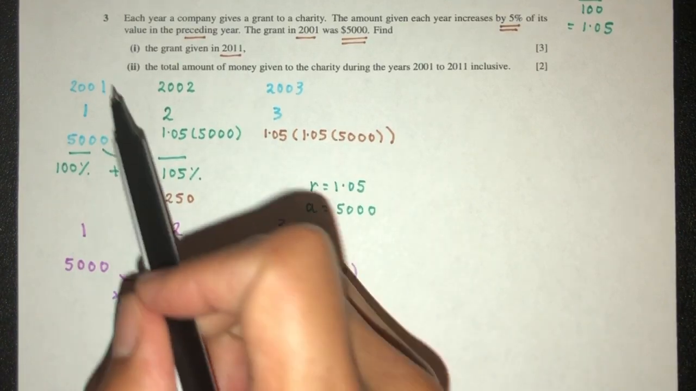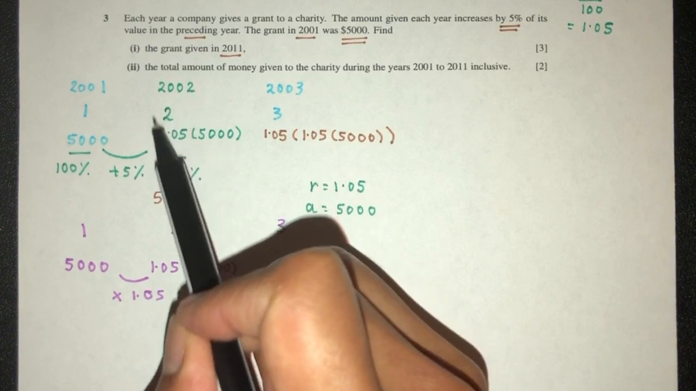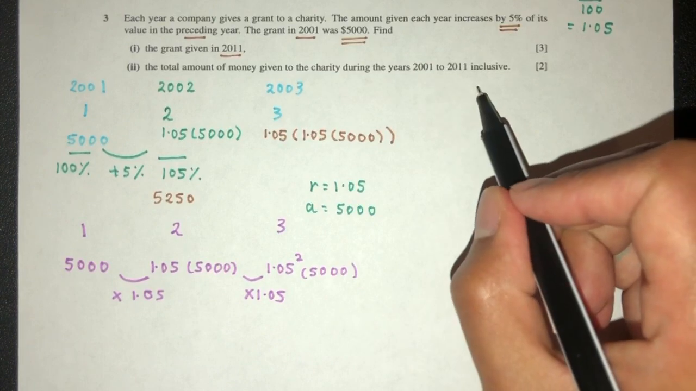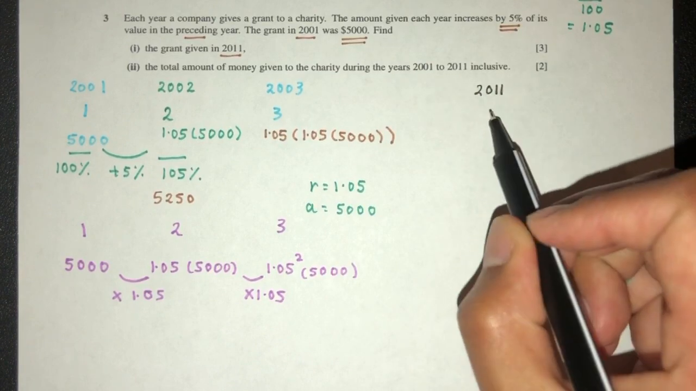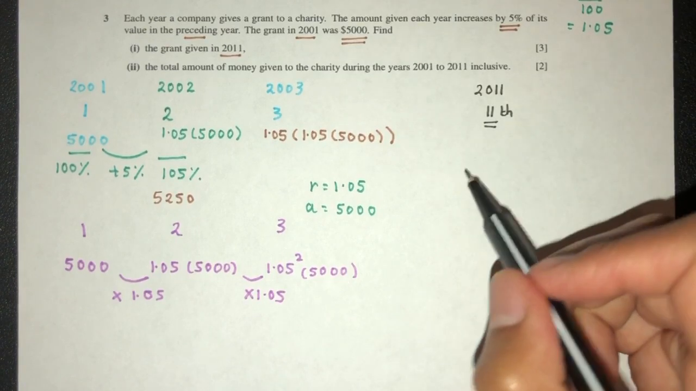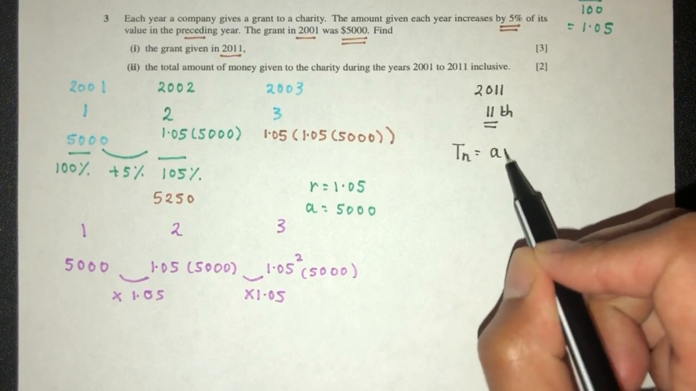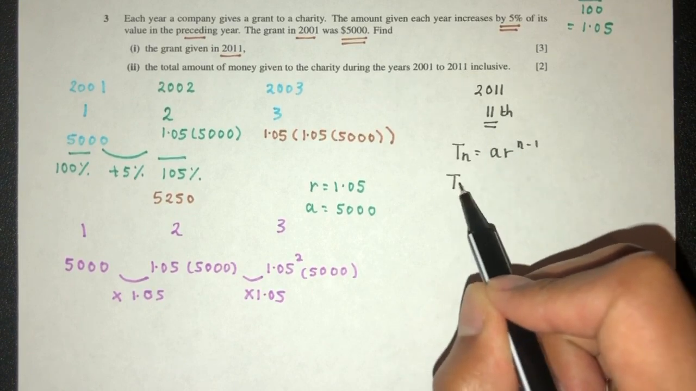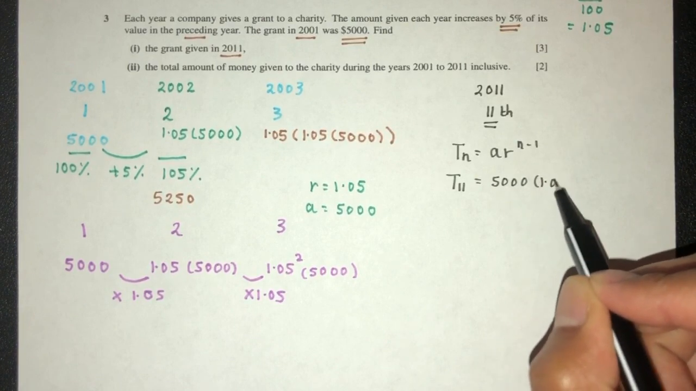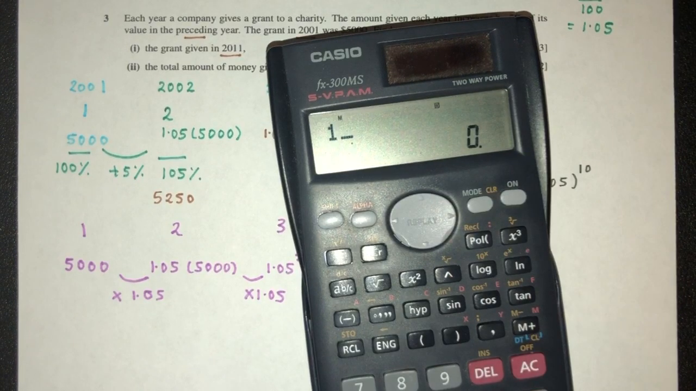By comparison, 2001 was the first term, 2002 was the second term, 2003 was the third term. So obviously 2011 will be the 11th term. So we have to find the 11th term. According to a geometric progression, the nth term is given by a r to the power n minus 1. So T11: a is 5,000 times 1.05, and n minus 1 is 10. Let's see what we get.